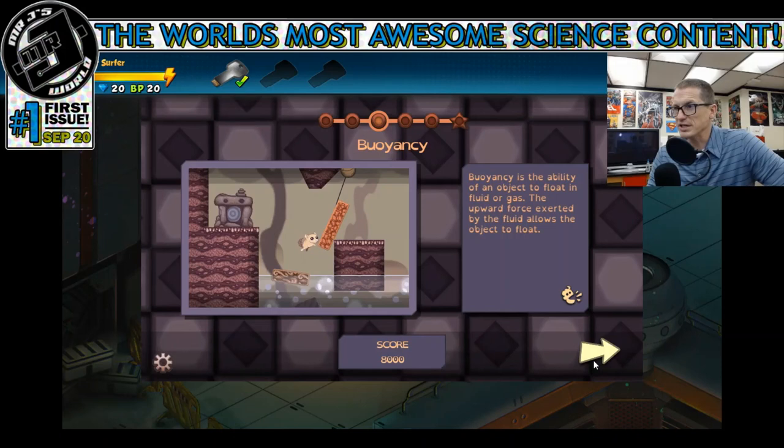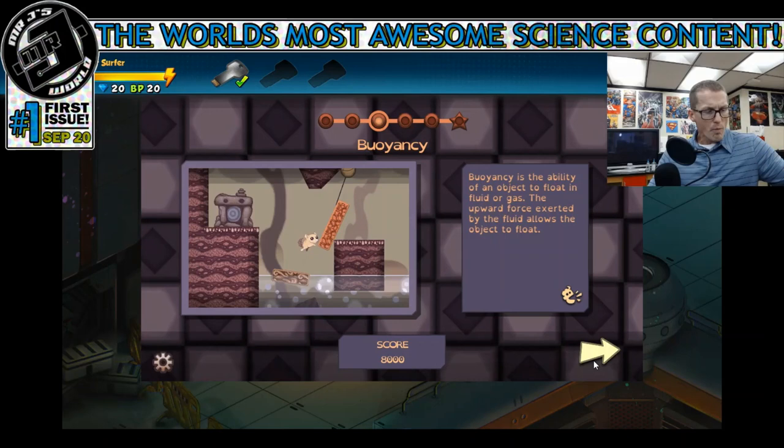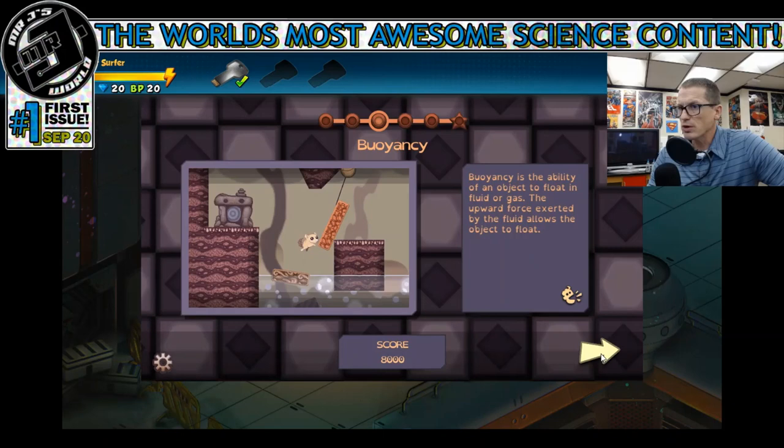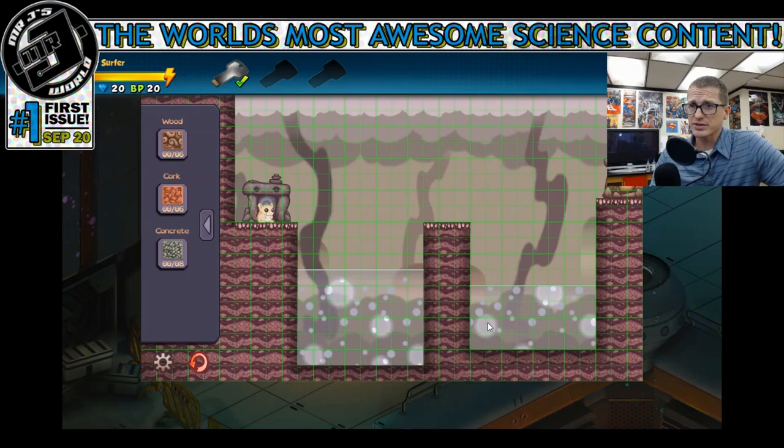Okay, buoyancy. Buoyancy is the ability of an object to float in fluid or gas. The upward force exerted by the fluid allows the object to float. Okay, so buoyancy is using density and other properties to allow something to float. So we have water right here, here's this house. Wood and cork both float, concrete does not. So let's put the wood and the cork in the water.